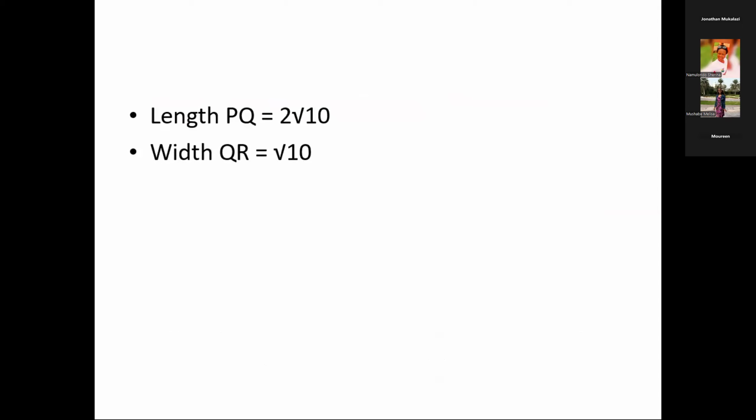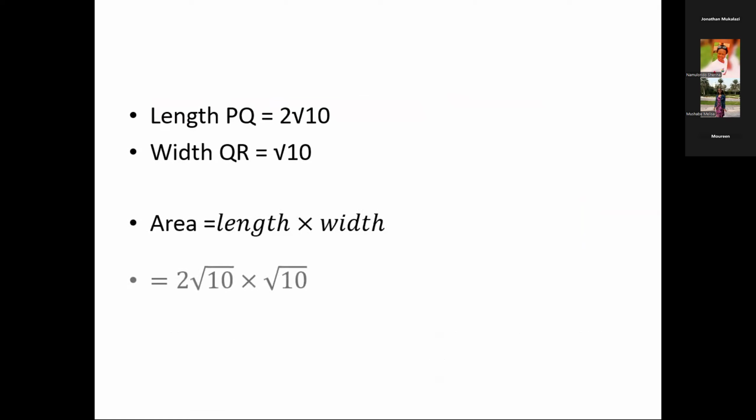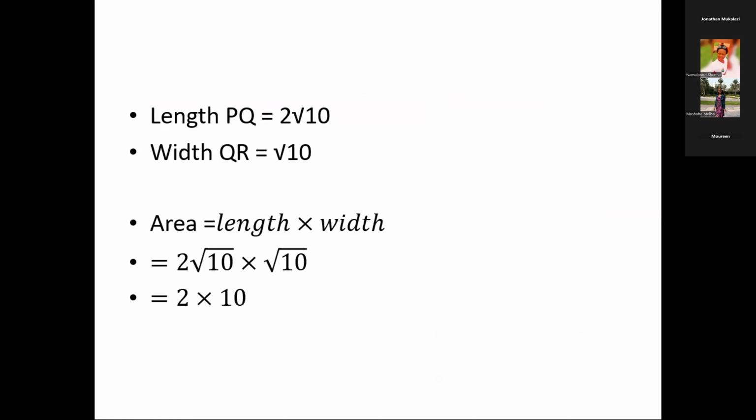Then they asked us, from what we've calculated, to find the area of the plot of land. So since our length PQ was 2 root 10, and our width QR was root 10, the area is length times width, which is 2 root 10 times root 10, which gives us 2 times 10, and the answer is 20 square units. Yes, that's the area of the plot of land.